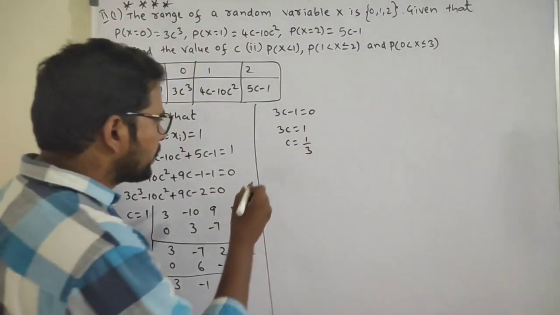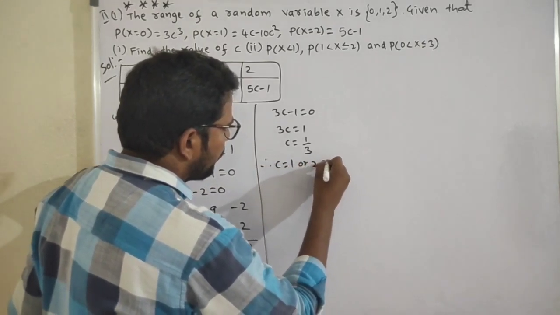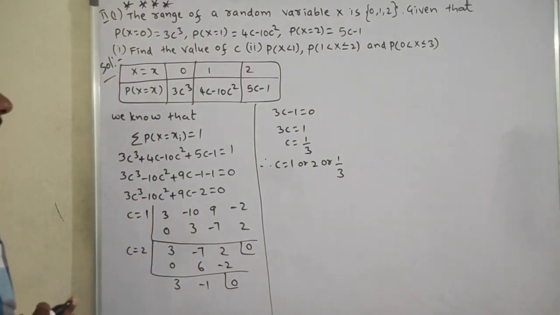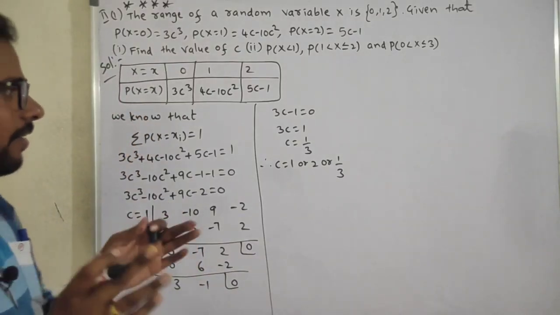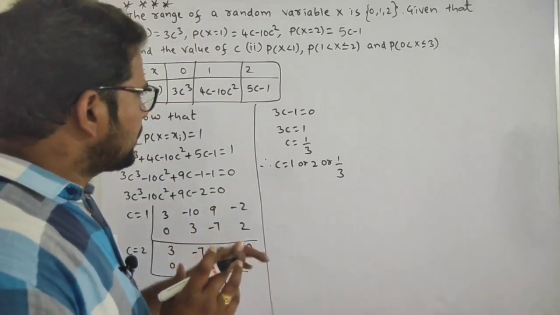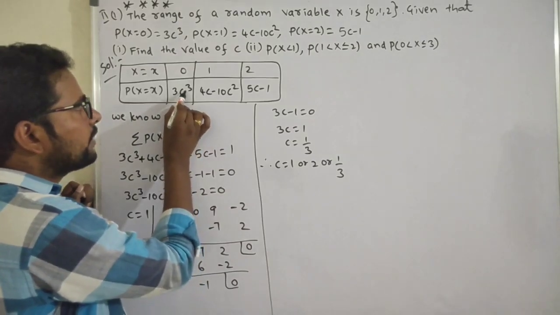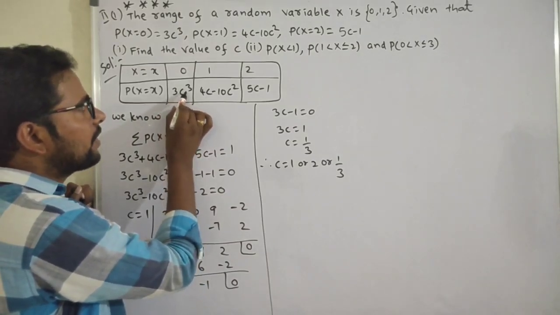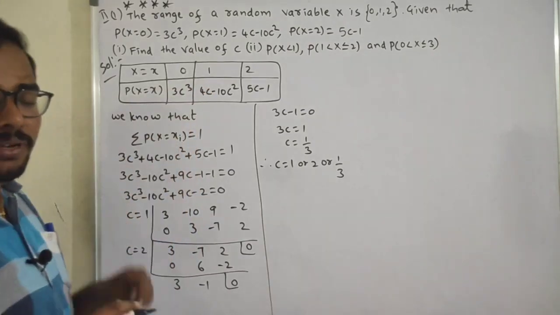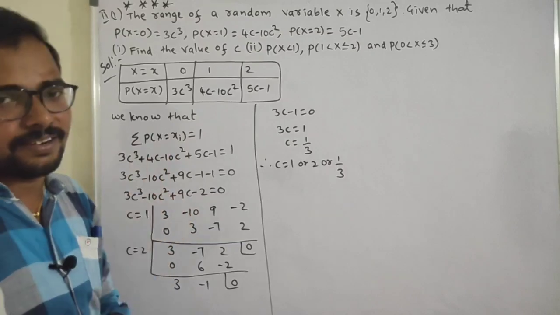And what are the c values in total? Therefore c is equal to 1 or 2 or 1 by 3. But which is the correct c value? Suppose if c is equal to 1, we substitute here, what comes? c power 3 means 1 power 3, which is 1. So probability of 0 is 3. What do we get for probability of 0? 3. But probability is always less than 1.